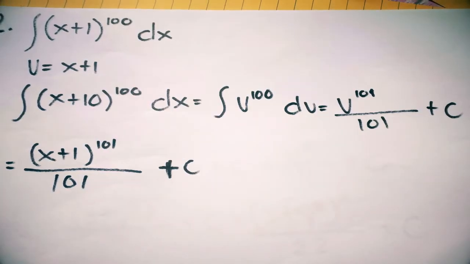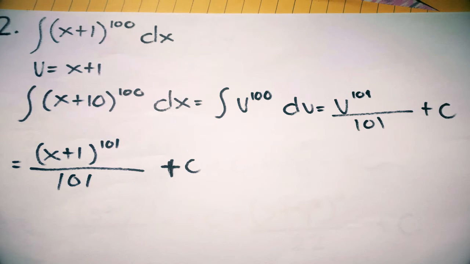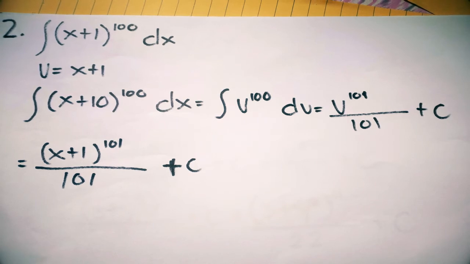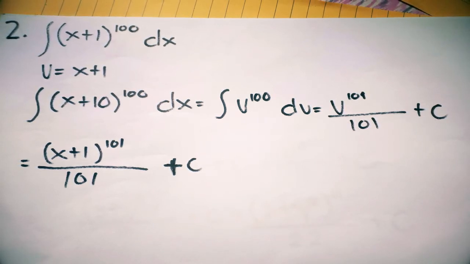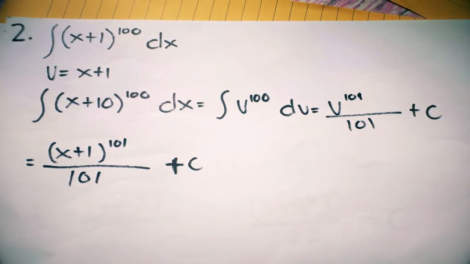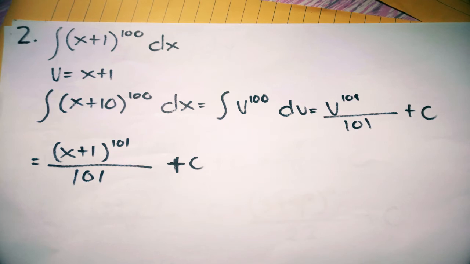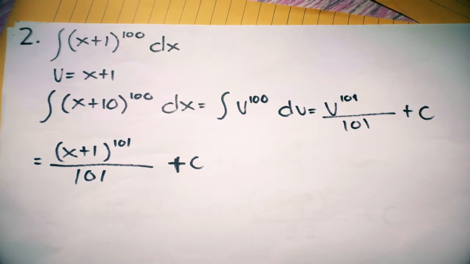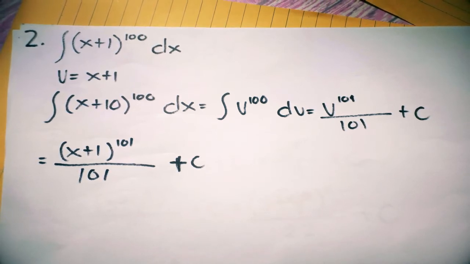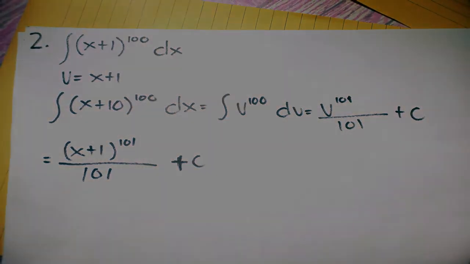Number 2, the integral of the quantity x plus 1 raised to the power of 100 dx, where u equals x plus 1. The integral of the quantity x plus 1 raised to the power of 100 dx equals the integral of u raised to the power of 100 du, which equals u raised to the power of 101 over 101 plus c, and the final answer would be the quantity x plus 1 raised to the power of 101 over 101 plus c.